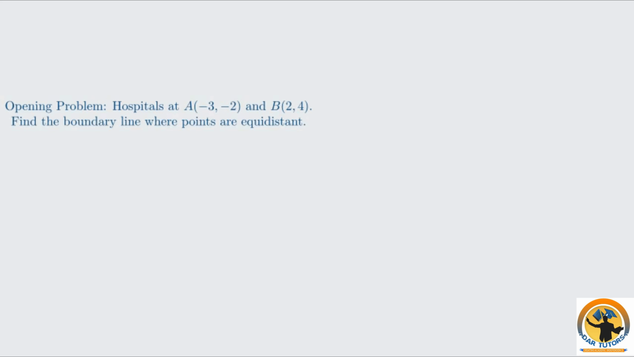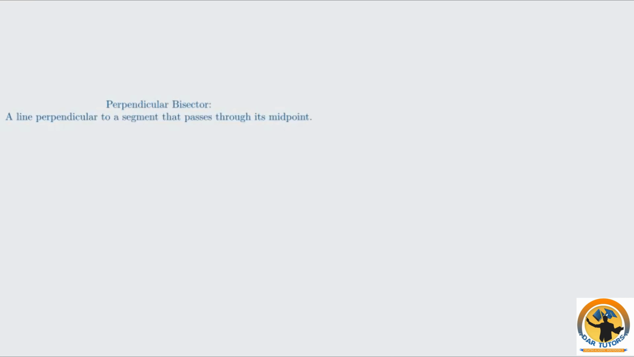We need to find the equation of the line that defines the boundary between the two service areas. This boundary is the perpendicular bisector of the line segment AB. A perpendicular bisector is a line that cuts another line segment exactly in half at its midpoint, and does so at a perfect right angle.